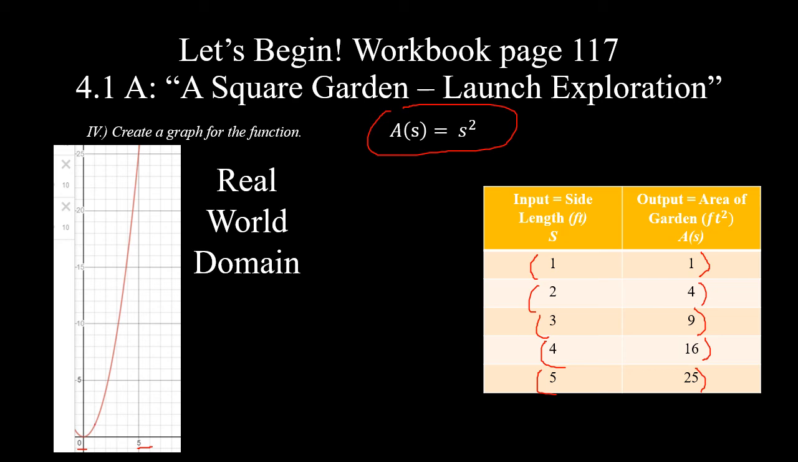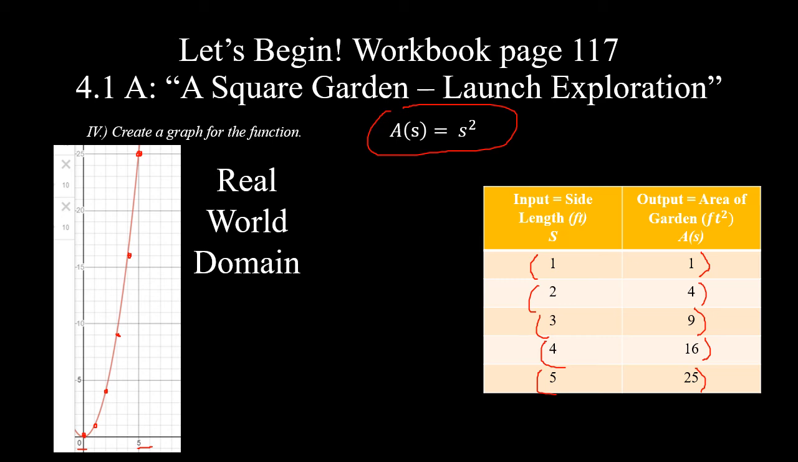Here's 1, 1 right here. And then of course we have 2, 4 right here. And then we have 3, 9 right there. And 4, 16 is right here. And then 5, 25 is right up here. And there's the line that we can sort of make through there. And of course, 0, 0 is part of our domain. We did say we were going from 0 to 5 feet, so I don't want to forget that. 0 squared is 0. So this is our real world domain.